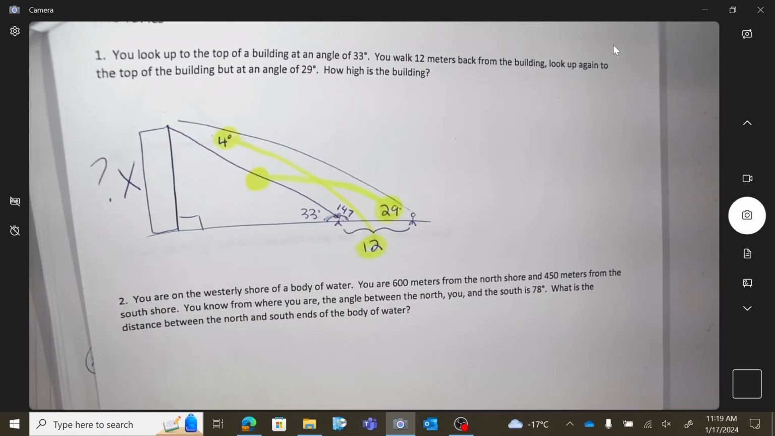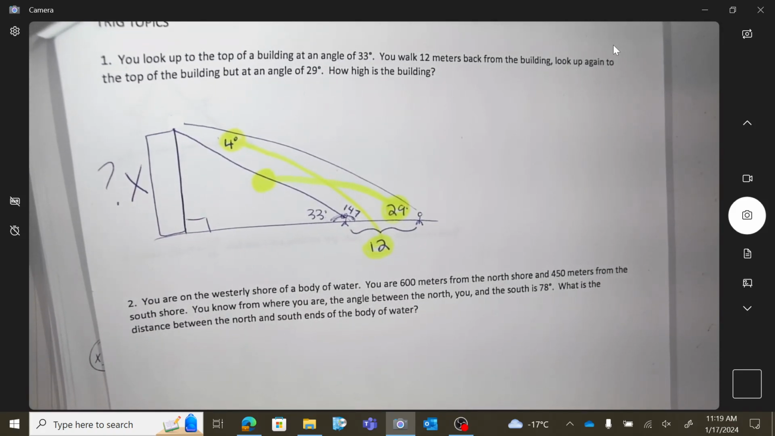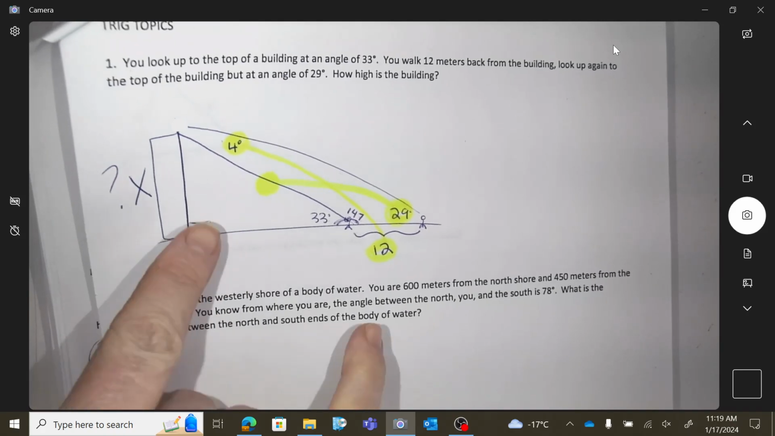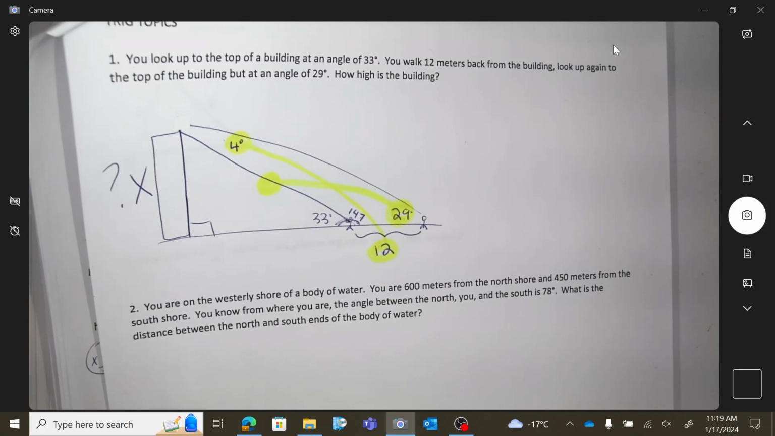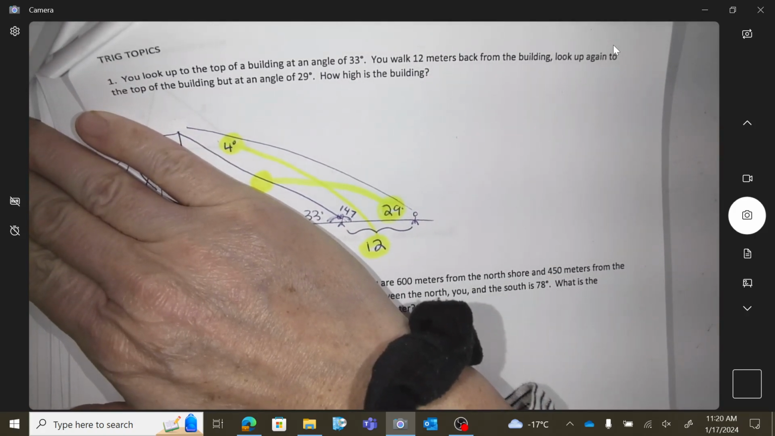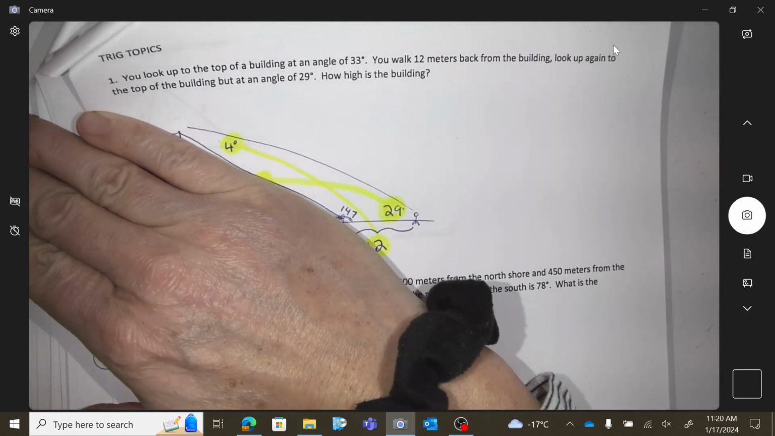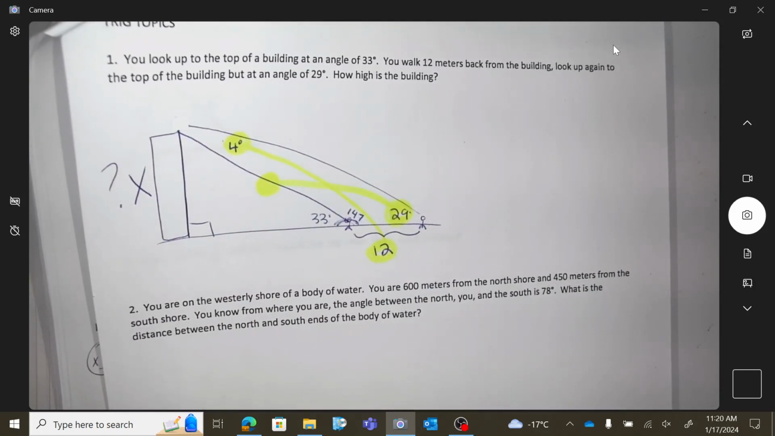Why can't I do 29 and x as a pair? If I do 4 and 12 as a pair, why can't I use 29 and x as a pair? Different triangles. Remember, this is a triangle which is different than the whole thing as a triangle, and that's where they are.